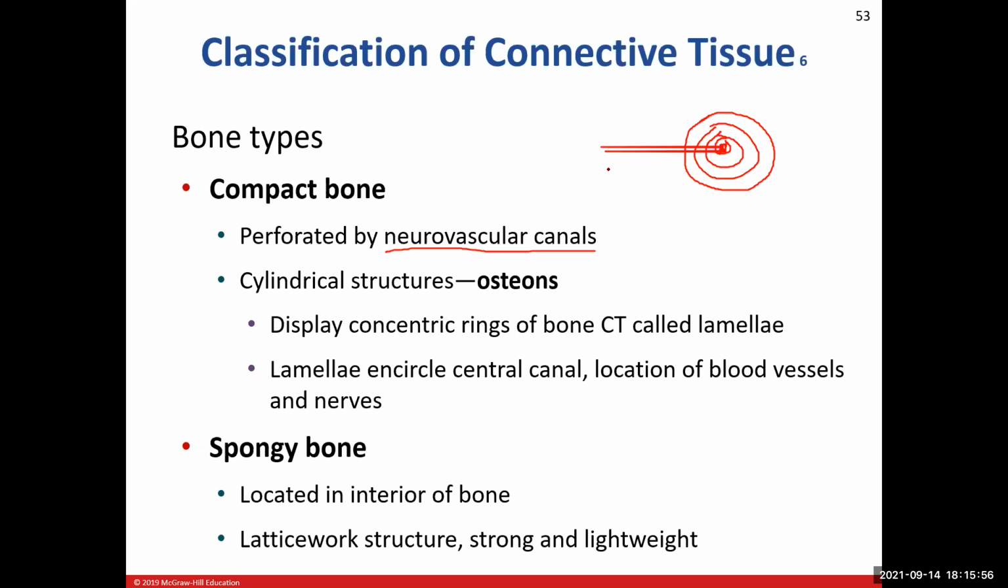So then we also have spongy bone. And so the spongy bone is going to be just on the interior portion of the compact bone. And so the nice thing about spongy bone is that it's incredibly lightweight, but it also is going to offer some stability and strength to our tissue. Okay.